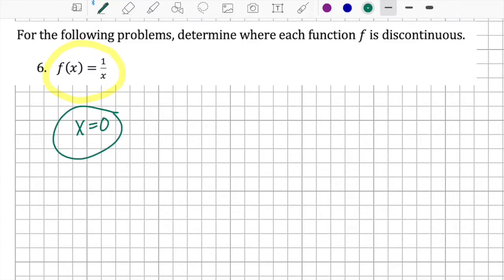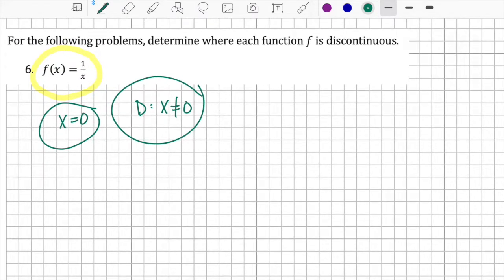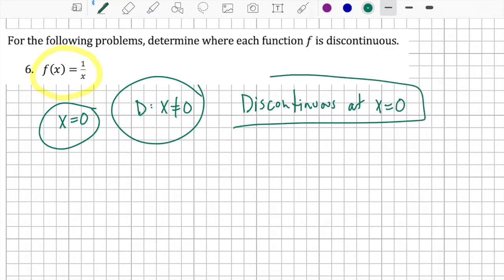So that tells me that when x equals 0, we have 0 in the denominator, and we do not want that. So for the domain, we can say that it's all real numbers, but x cannot equal 0. Because if it is, the function becomes undefined. And if that happens, that tells me that it is discontinuous. So this function is discontinuous at x equals 0.